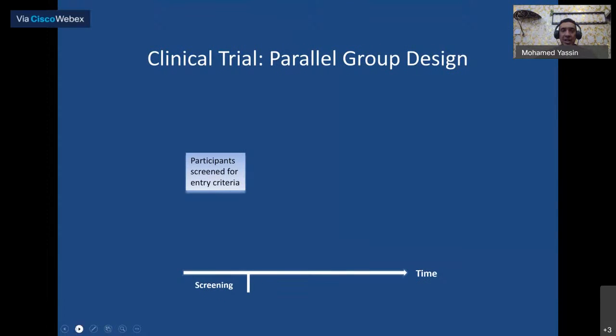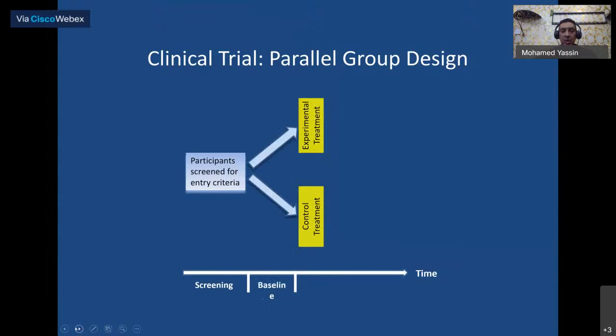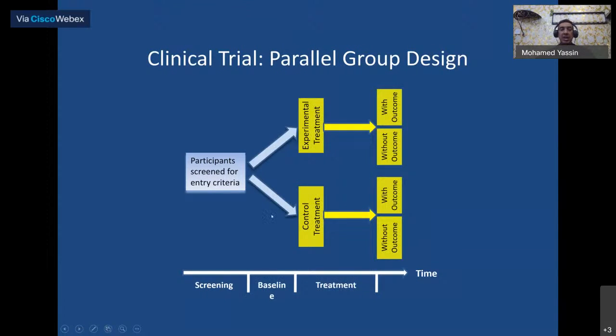So this is a clinical trial parallel group where I will screen my population, and then I will have a baseline for all of them. I want to make sure that they meet the baseline for inclusion and exclusion. And then I will have 2 arms, arm A and arm B. Arm A can be the experimental. It means if I have a patient with immune thrombocytopenia or ITP, and I want to use a new medication for ITP, say for example eltrombopag or romiplostim, this will be the experimental.